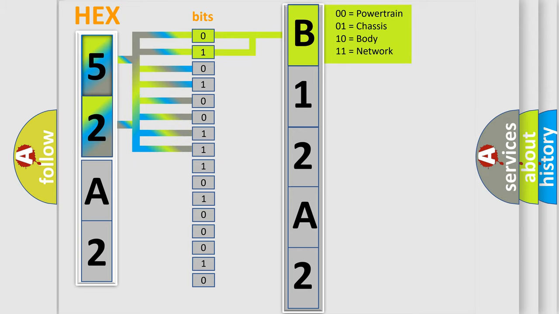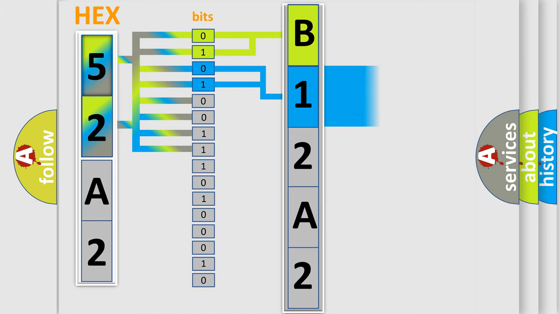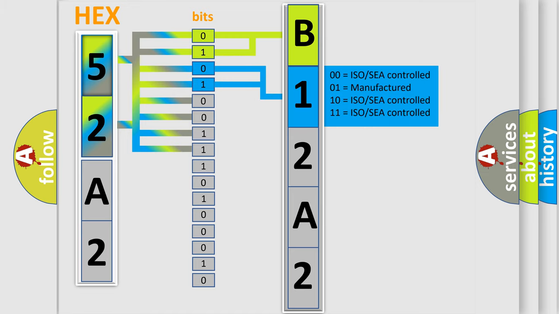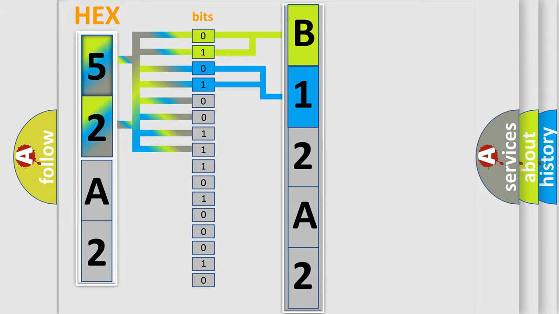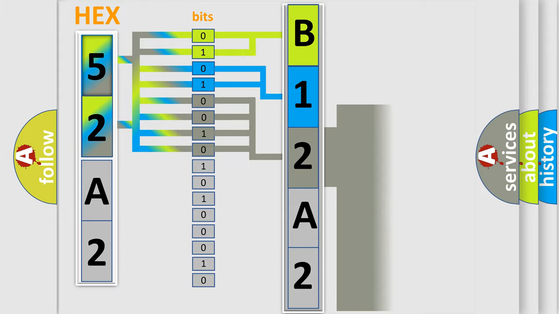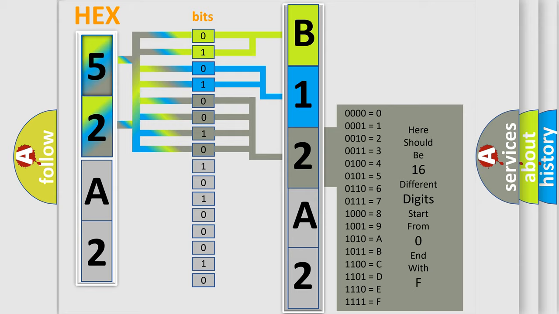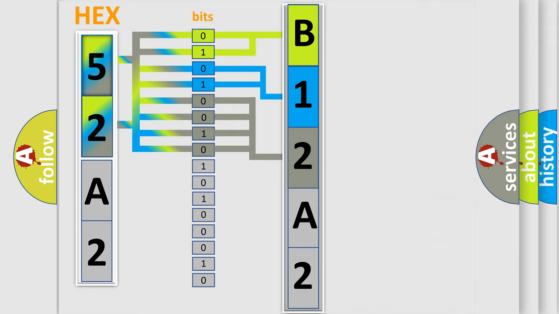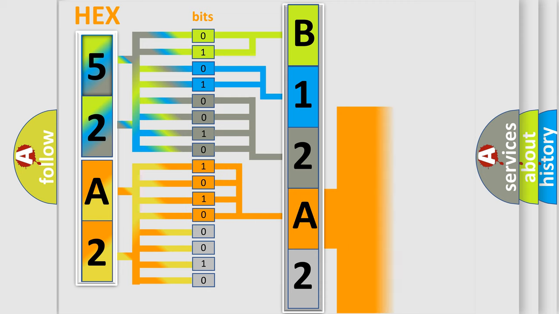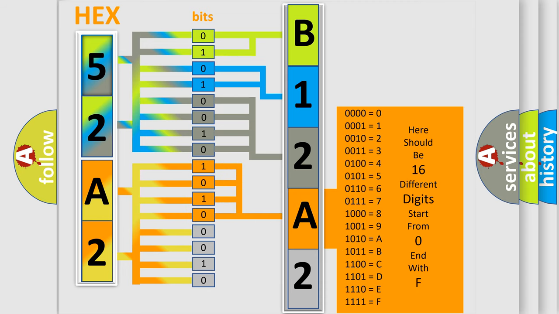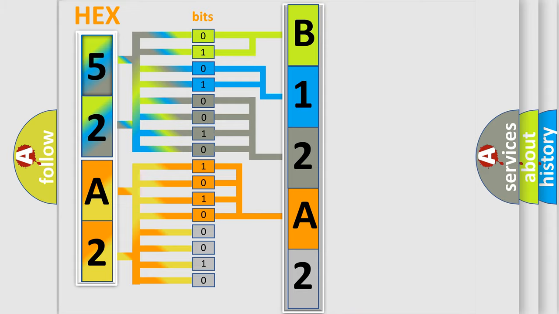By combining the first two bits, the basic character of the error code is expressed. The next two bits again determine the second character. The last bits of the first byte define the third character of the code. The second byte is composed of a combination of 8 bits. The first 4 bits determine the fourth character of the code, and the combination of the last 4 bits defines the fifth character.